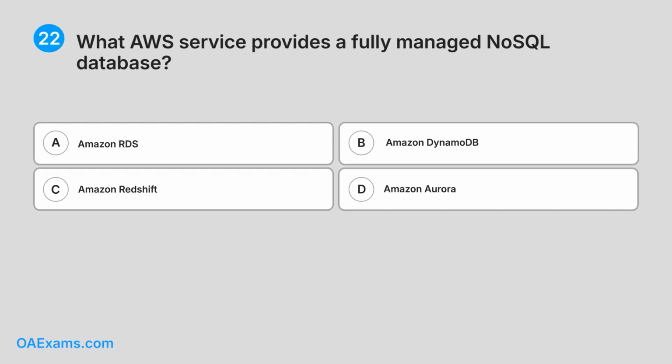22. What AWS service provides a fully managed NoSQL database? A. Amazon RDS. B. Amazon DynamoDB. C. Amazon Redshift. D. Amazon Aurora. What do you think is the answer?